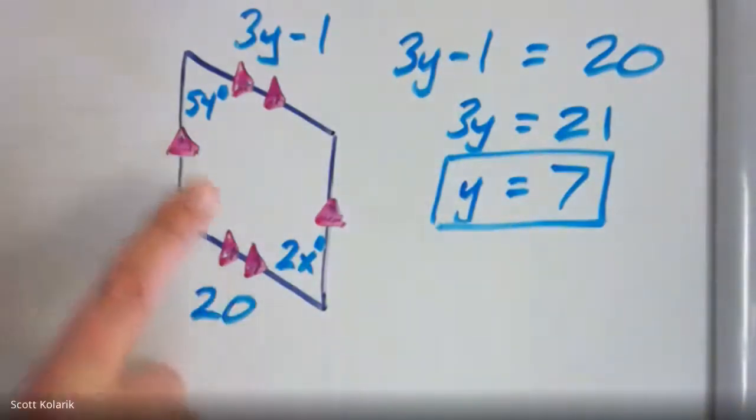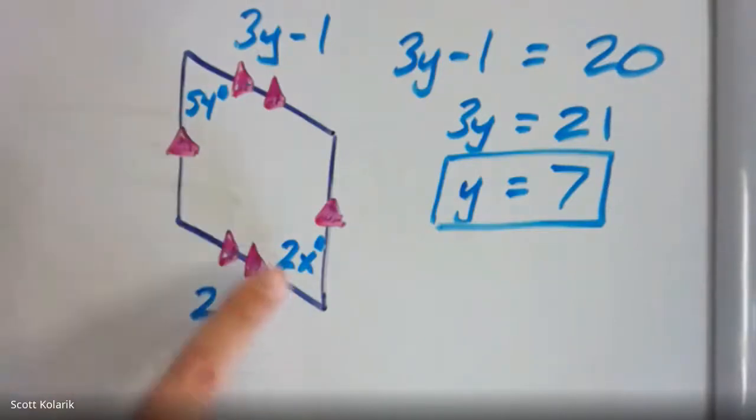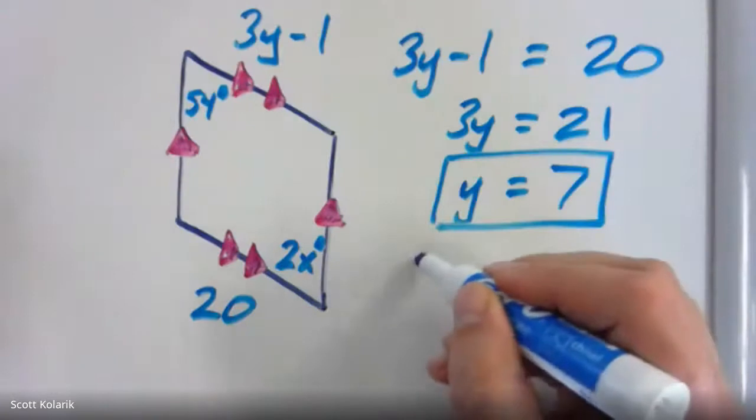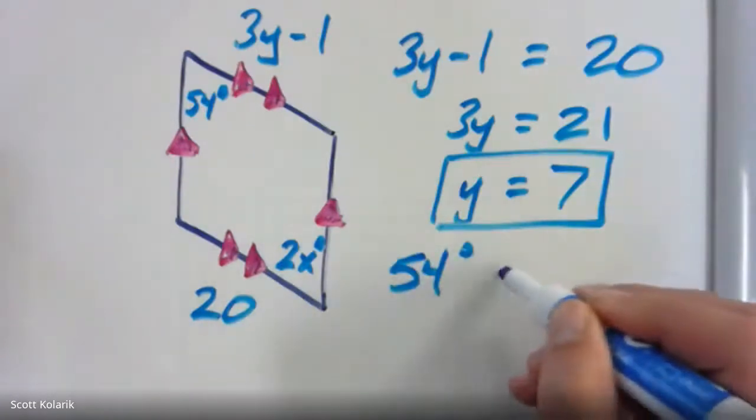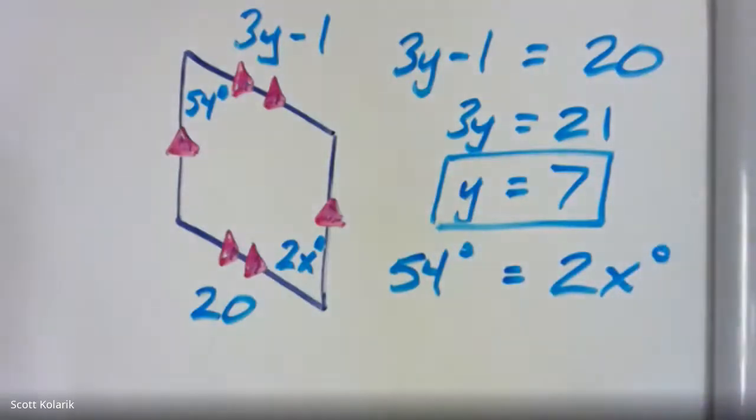All right, well, what about solving for x? In this case, I'm going to use the second of those 2 theorems, namely that opposite angles also have to be congruent. In other words, these 2 opposite angles have to match each other. I would write that as an equation being that 54 degrees has to equal that 2x degrees.